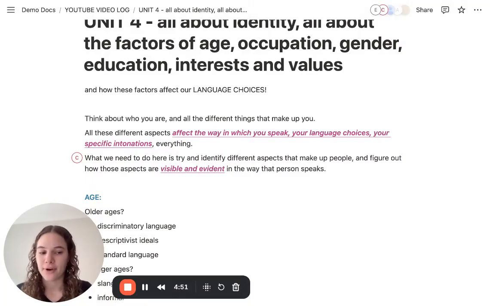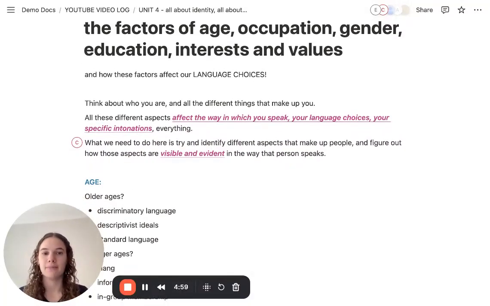For those people, you're going to have to identify certain aspects of their identity and how those aspects come through in the way that they speak. So let's go through each aspect of identity that I've got here. There are other ones. This is not an exhaustive list.